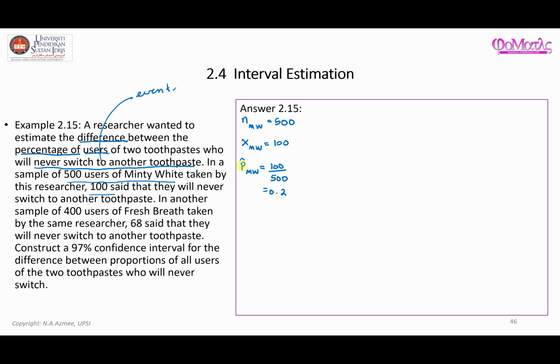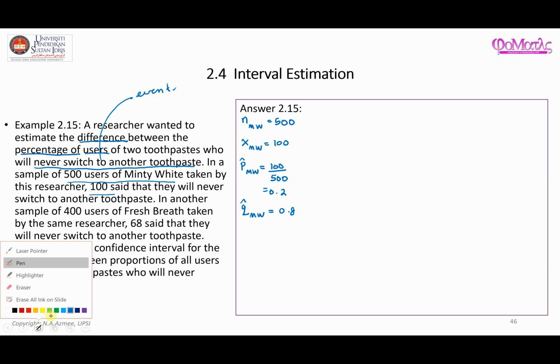So if we have p hat equal to 0.2, therefore q hat for Minty White is going to be equal to 0.8, since 1 minus 0.2 is 0.8. I think we now have all the information regarding the first group. Now let's move on to the next group.